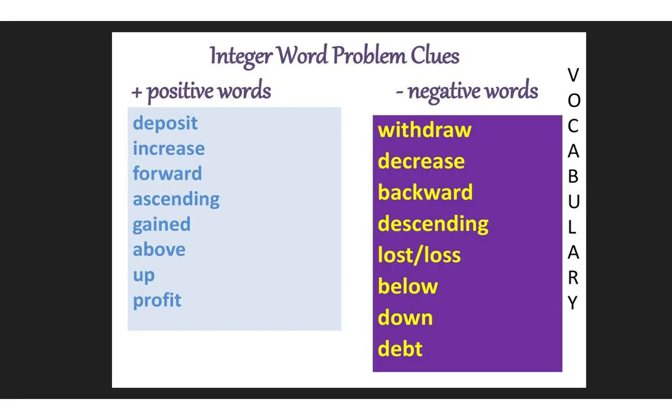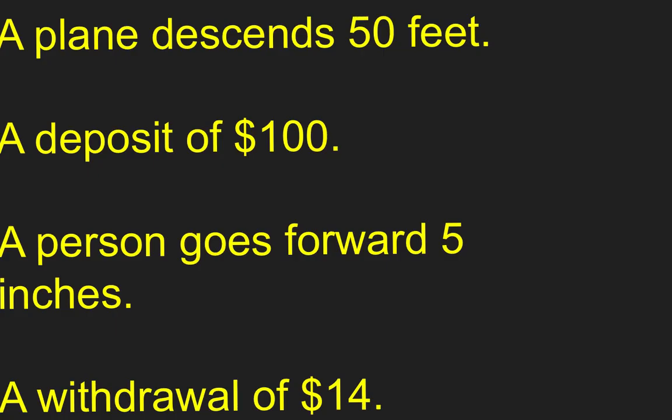So we're going to talk about some word problems using negative numbers and positive numbers. Now, positive words are deposit, increase, forward, ascending, gained, above, up, and profit. Negative words that mean less than 0 are withdrawal, decrease, backwards, descending, lost, below, down, and debt. Those are some of our words that you'll be hearing in the next few slides.